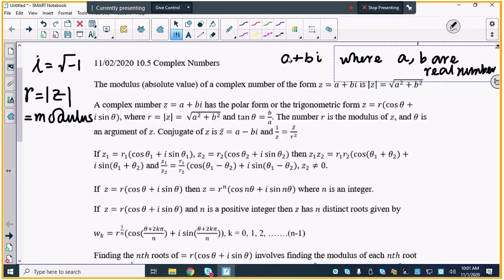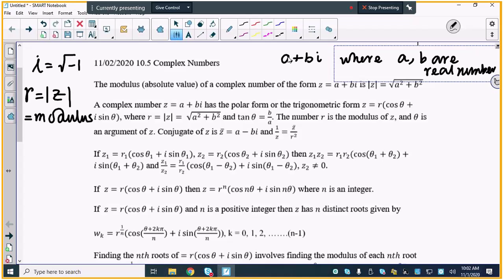So you can think of any complex number as a point in the polar form on the two-dimensional plane, where a stands for the x coordinate and b stands for the y coordinate of the point. And tangent theta, as usual, is b over a. The number r is the modulus of z, and theta is an argument of z. The conjugate of z is given by z bar, and that is a minus bi. So we can easily verify that 1 over z is the conjugate of z divided by the modulus squared of z.